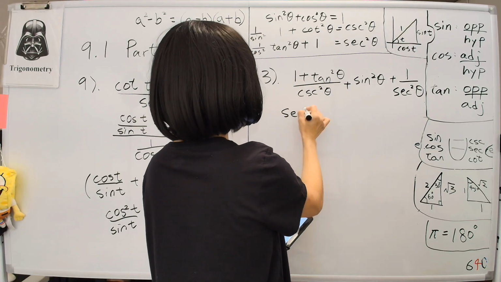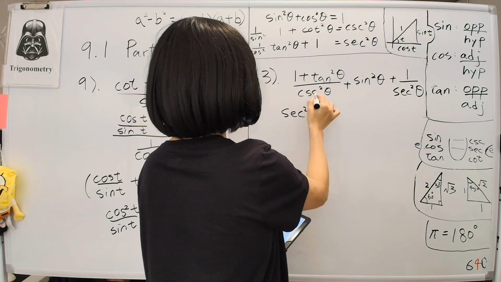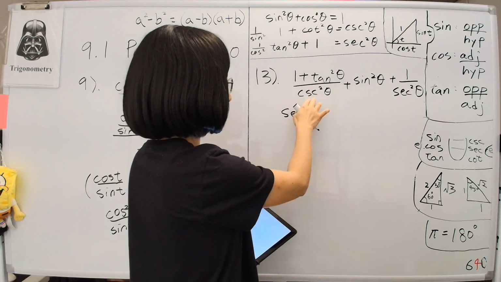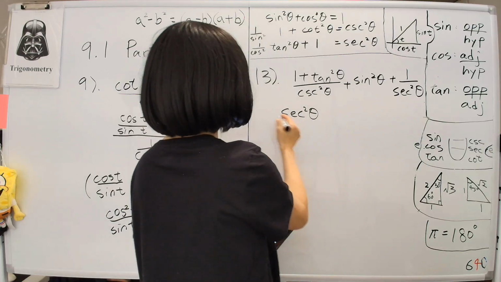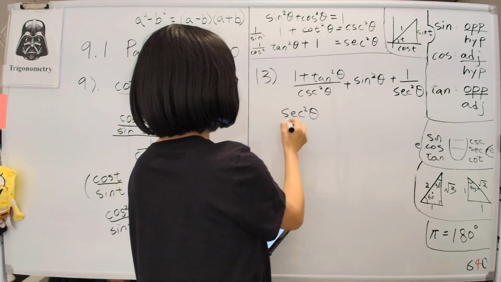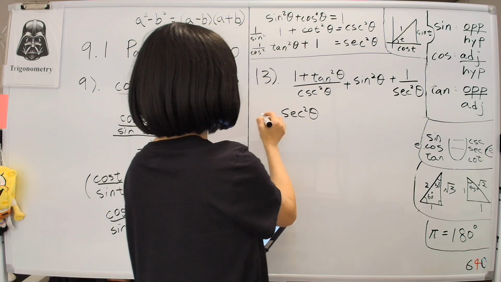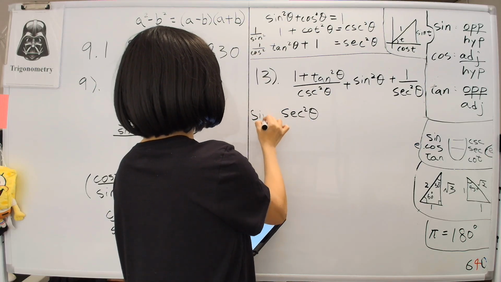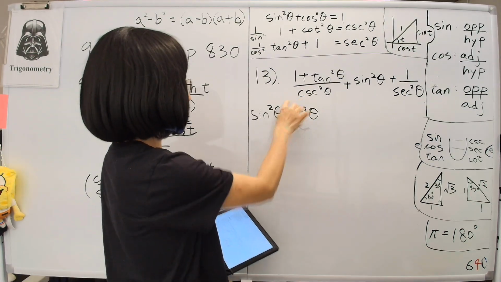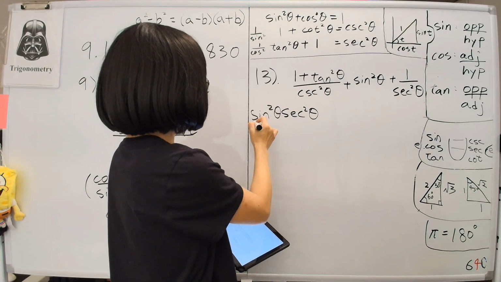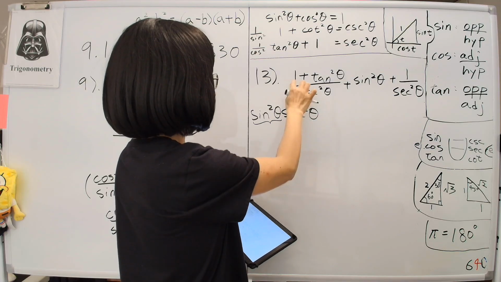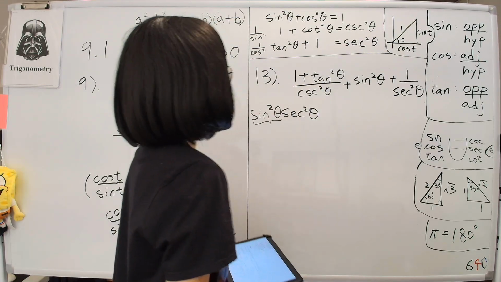So we have secant squared theta, and cosecant squared. Cosecant is the same as 1 over sine. So to divide by cosecant is the same as multiplying by sine squared theta. So I'll write it right there. This is the cosecant. This part is 1 plus tangent squared.